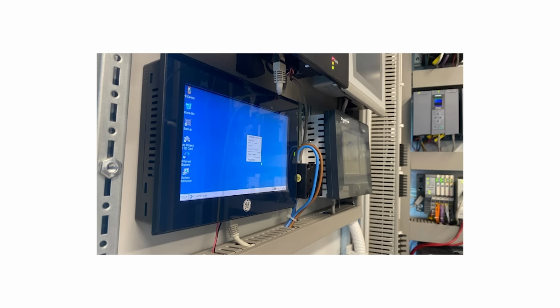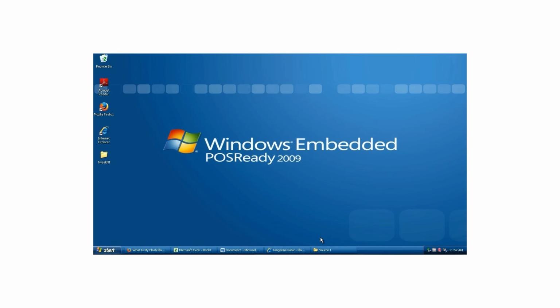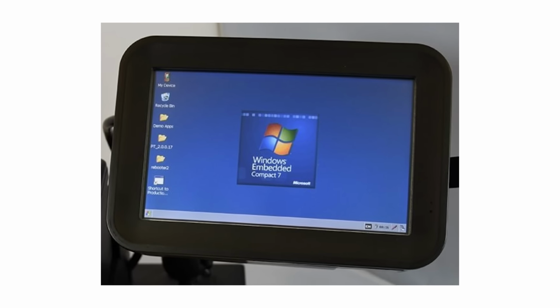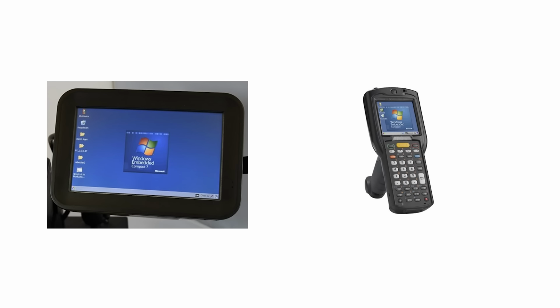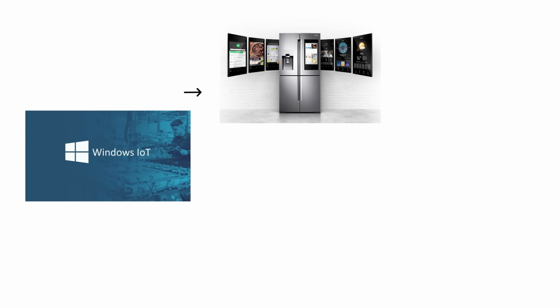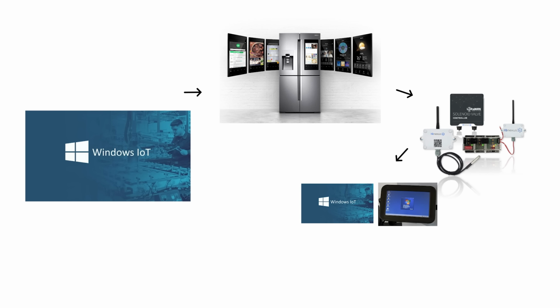Then there are the embedded and Internet of Things editions of Windows, specialized variants designed for devices that are technically computers but don't look like them. Think of Windows Embedded POS, ready for point-of-sale systems, Windows Embedded Compact for handheld scanners, and more recently, Windows IoT Core, which runs on everything from smart fridges to industrial sensors. Most of these versions are stripped down, minimal, and built to run for years without updates or user input.